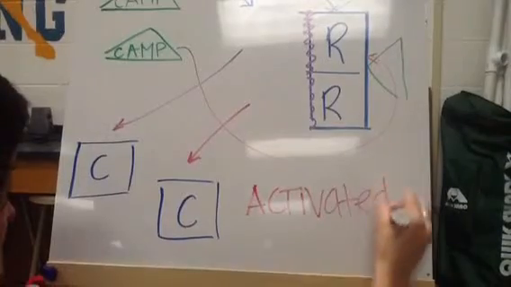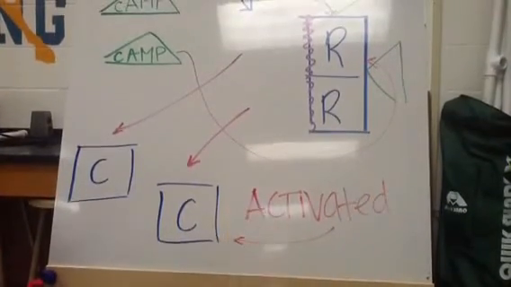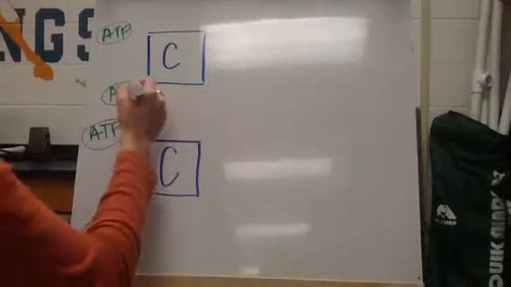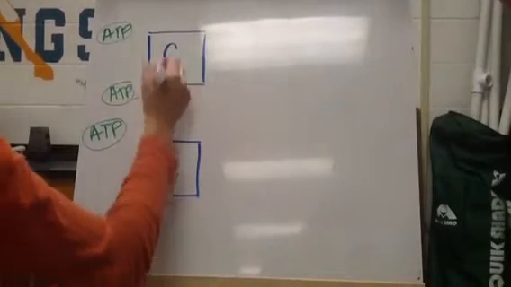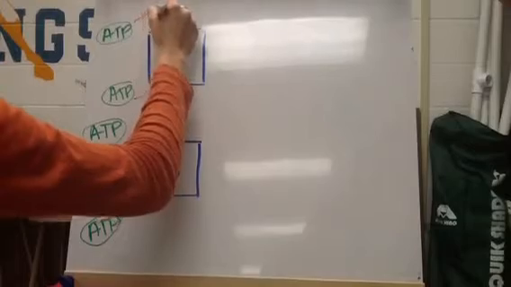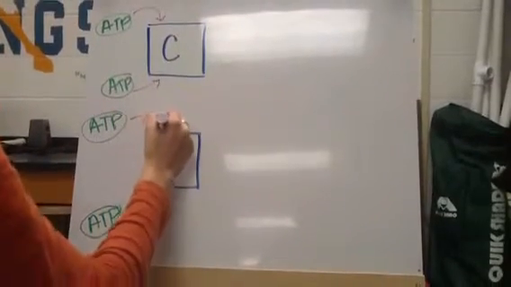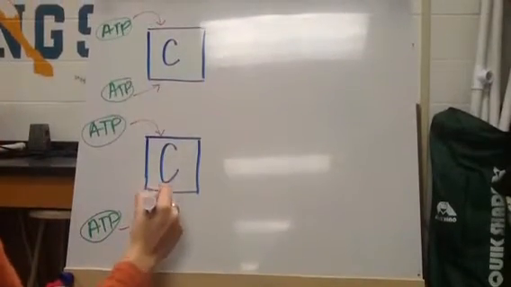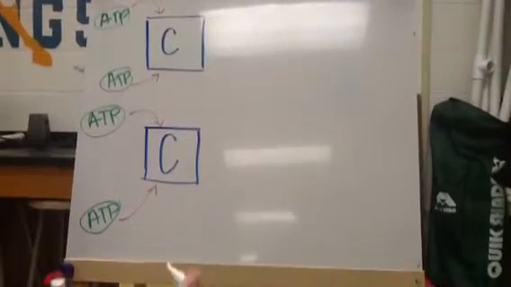thus freeing up the catalytic portion of it. The freed up catalytic portion of the protein kinase will receive phosphate groups. This process is called the phosphorylation cascade, as it occurs on a grand scale.